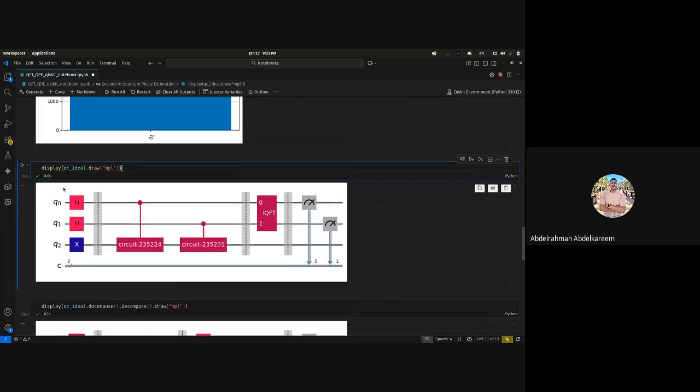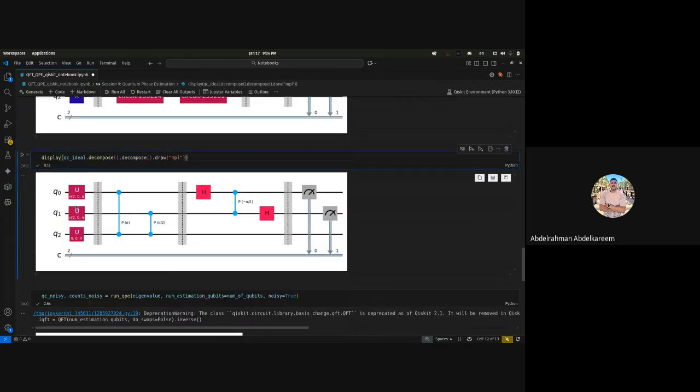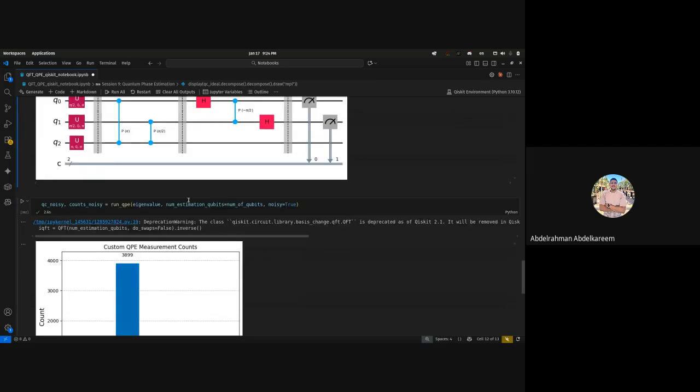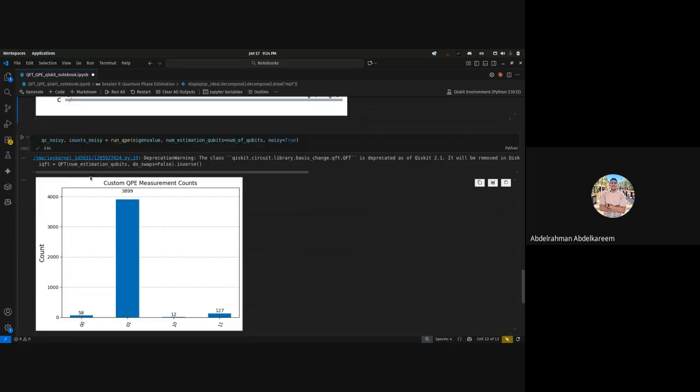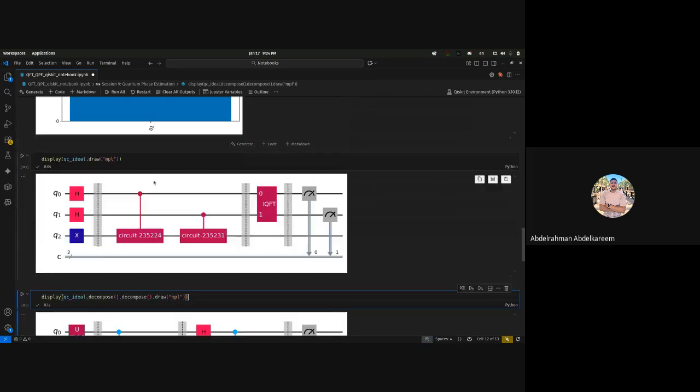This is the circuit: 2 Hadamards and the NOT gate, the controlled phase gates, the inverse quantum Fourier transform, and the measurement. I then decompose it, and we can see the gates. We don't care about the details here. This is the controlled phase, and this is the inverse of the quantum Fourier transform. We have discussed it last session.